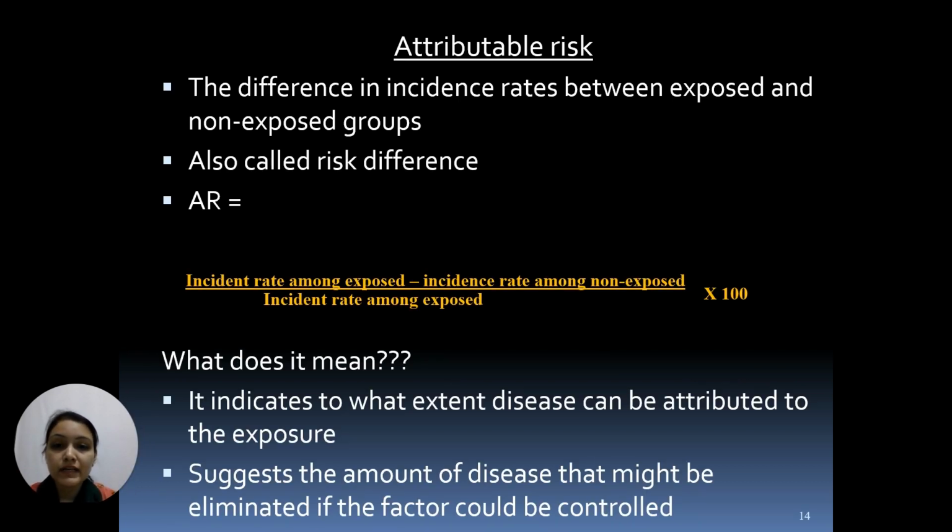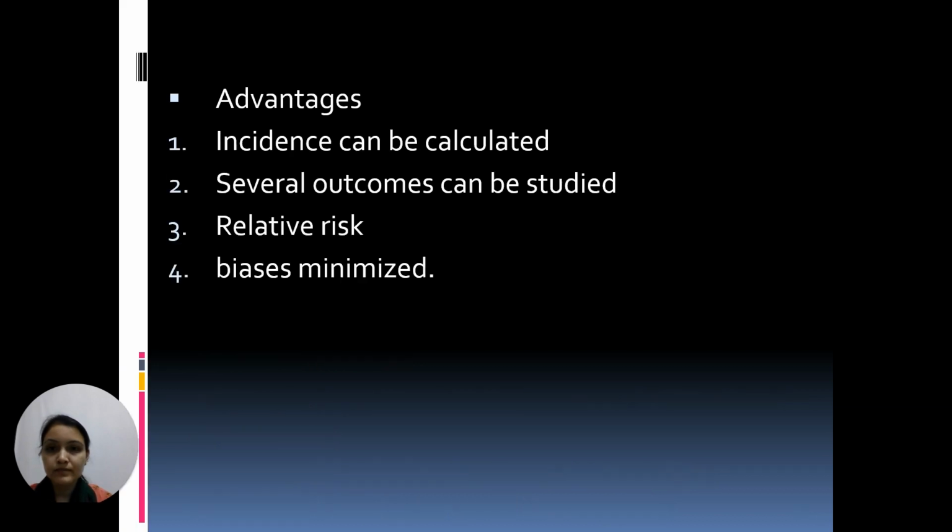The next important step is to find out attributable risk. It is the difference in the incidence rates between exposed and non-exposed groups, also known as risk difference. Attributable risk is calculated as incidence rate among exposed minus incidence rate among non-exposed, divided by incidence rate among exposed, into 100. It gives us a percentage, that is 10 minus 1 divided by 10 into 100. What does it mean? It indicates to what extent disease can be attributed to the exposure and suggests the amount of disease that might be eliminated if the factor could be controlled.